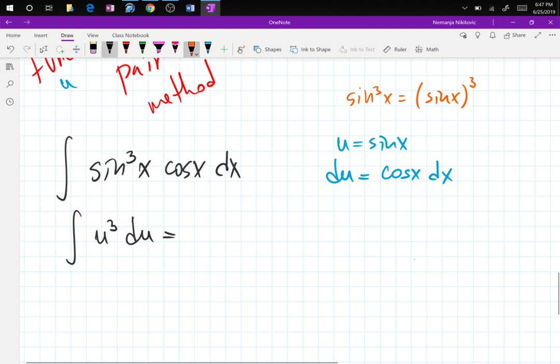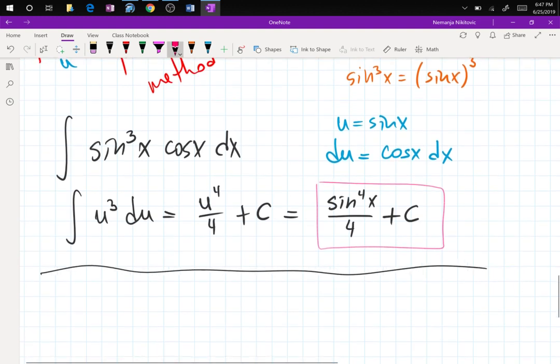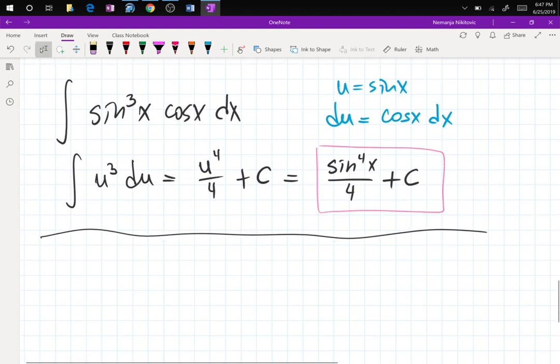So now when you integrate, you get u to the 4 over 4 plus c. And then I don't care about u, I care about the x, which means sine to the 4 x over 4 plus c. And we're done. The entire problem fits in 2 lines. Not a problem, right?